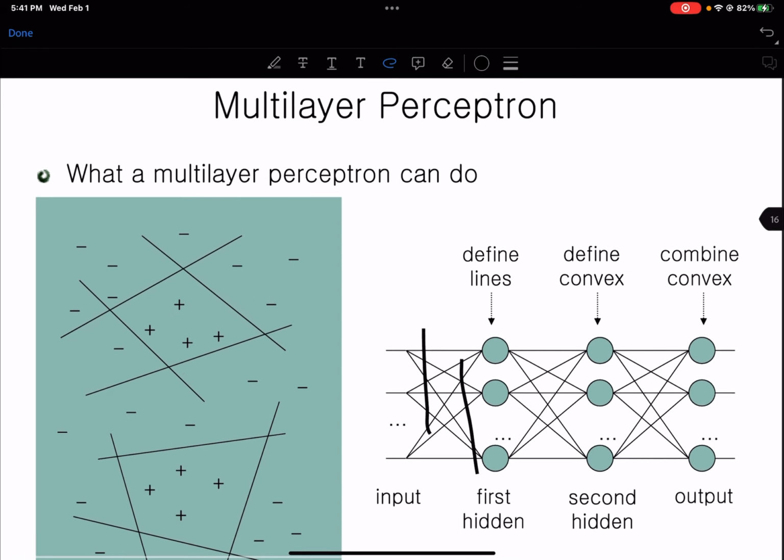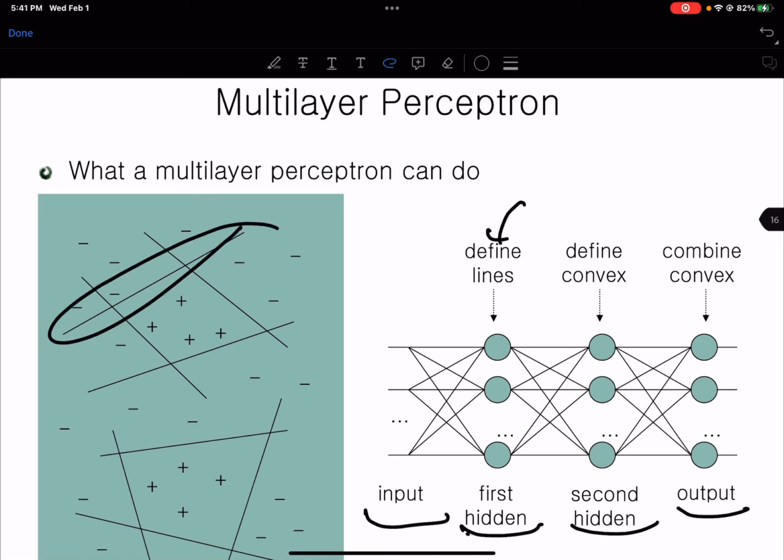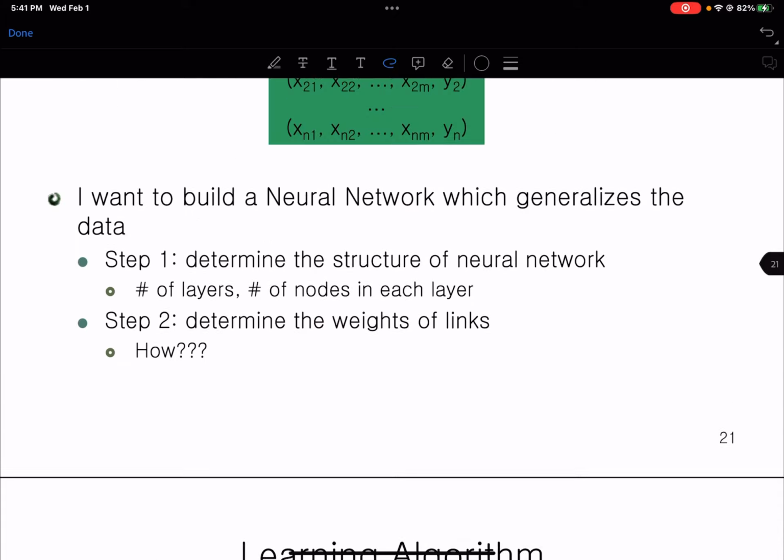For example, in this case, we can have the input layer, then the first hidden and the second hidden layer, and then the output. The first hidden layer would define these lines. Then the next defines the convex function, and then we combine the convex functions.